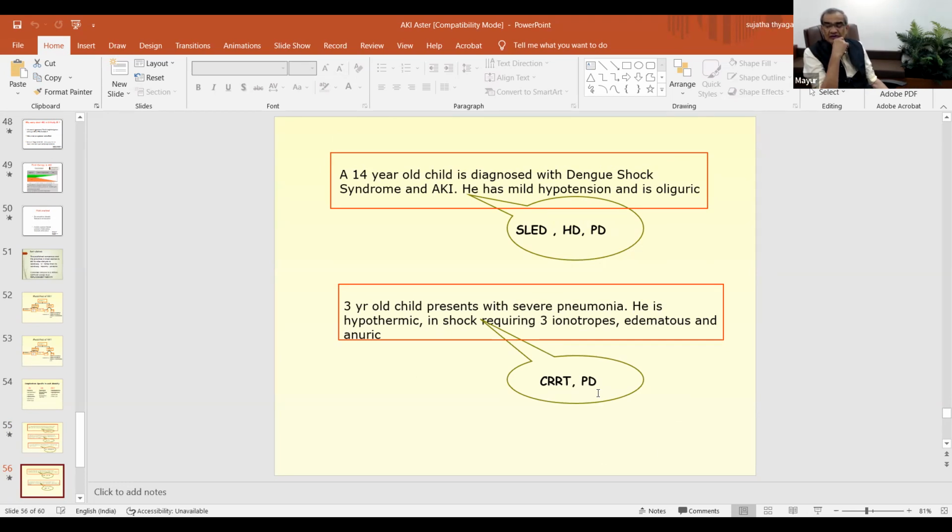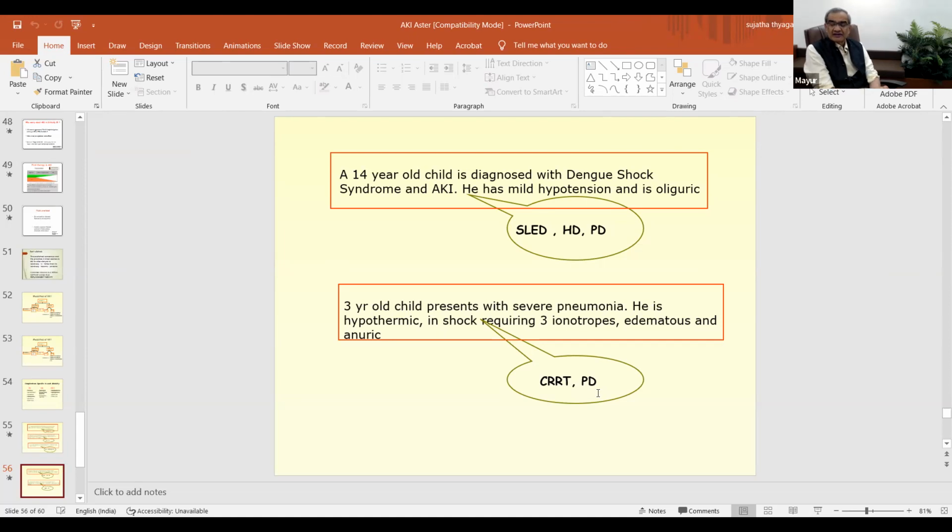Hemodialysis you won't be able to think about, because hemodynamically this child is not stable. He is already hypotensive despite 3 inotropes. So hemodialysis is not a choice, and SLED also is not a choice. So it has to be CRRT or, surprisingly, PD. Even in patients with hypotension or lower blood pressures, there is some good clearance from PD. We normally tended to think that PD is not very effective, but it's not so. It can be considered a continuous dialytic therapy.